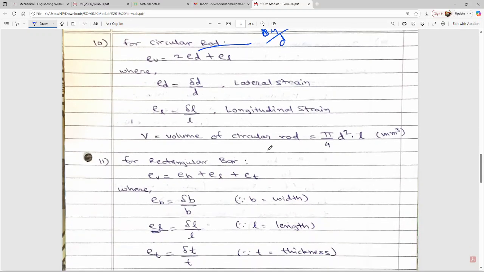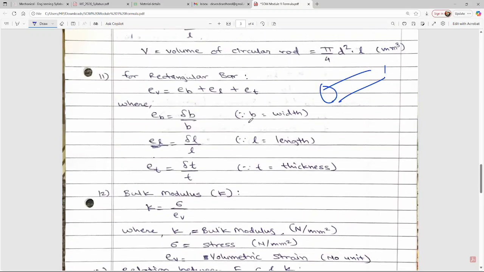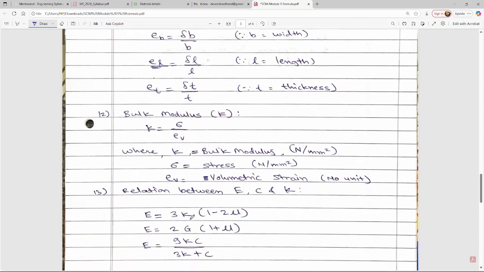Next, the volume of a circular rod is pi by 4 D square into L. Then for a rectangular bar, volumetric strain will be EB plus EL plus ET, for width, length, and thickness strain. Then for bulk modulus, K is equal to sigma upon EV, right? K will be the bulk modulus, sigma is equal to stress, and EV is the volumetric strain.